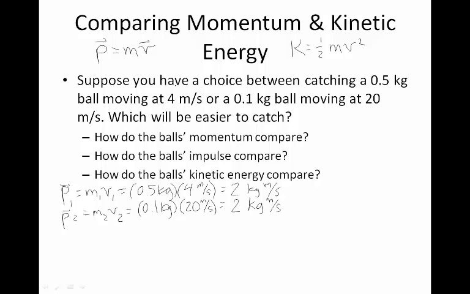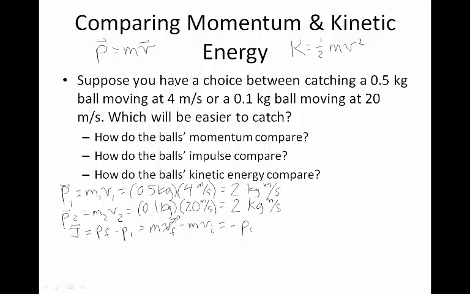If you're curious about how you'd calculate impulse for this example, impulse would be P final minus P initial. So you'd have mass times velocity final minus mass times velocity initial. So we have to presume that once you catch the ball, it goes to rest. So the final velocity would be 0 for both balls. And basically you see that impulse would be defined as the negative of the initial momentum we calculated. So since they both had the same initial momentum, they're both going to have the same impulse. Again, that's not really telling us information about which ball would be easier to catch.